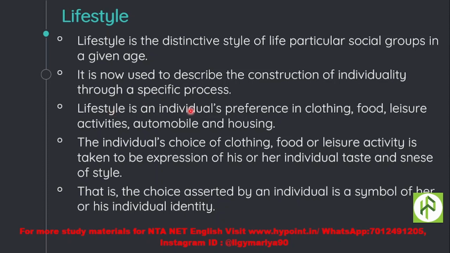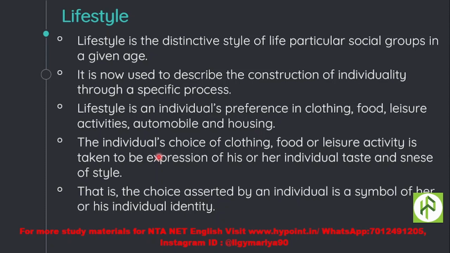Lifestyle is an individual's preference in clothing, food, leisure activities, automobile and housing. So in many things, what is the preference of an individual? What type of things is a person preferring when selecting clothes for him or her, what kind of food they are consuming, what type of leisure activities they are engaged in, and also what type of gadgets and what type of house they have. So lifestyle indicates all those individual preferences that a person has.